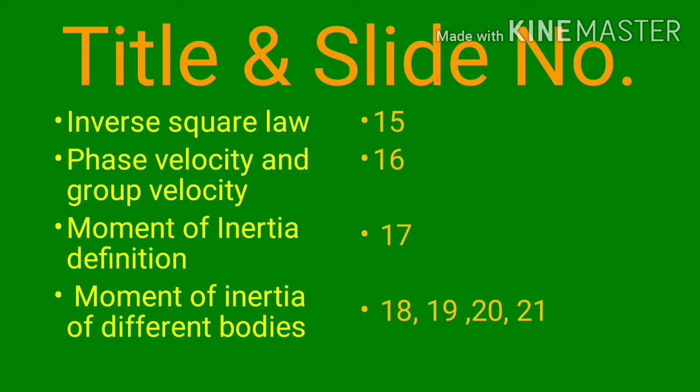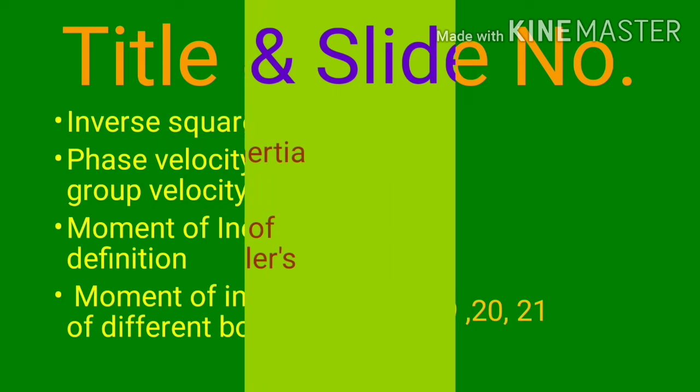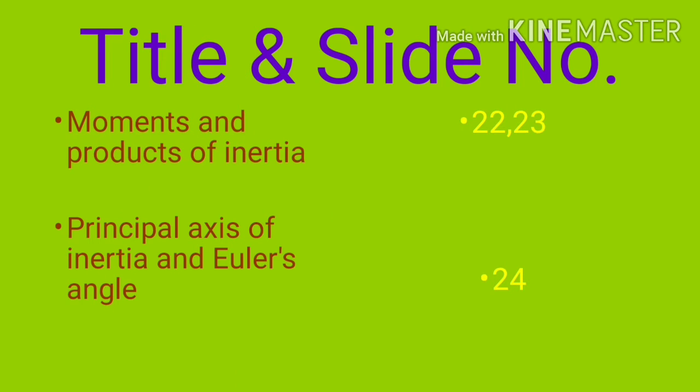Square law is given in the 15th slide. Phase velocity and group velocity are given in the 16th slide. Moment of inertia definition is given in the 17th slide. Moment of inertia of different bodies are given from 18 to 21st slide. 23 contains moments and product of inertia. The last slide contains Eulerian angle.